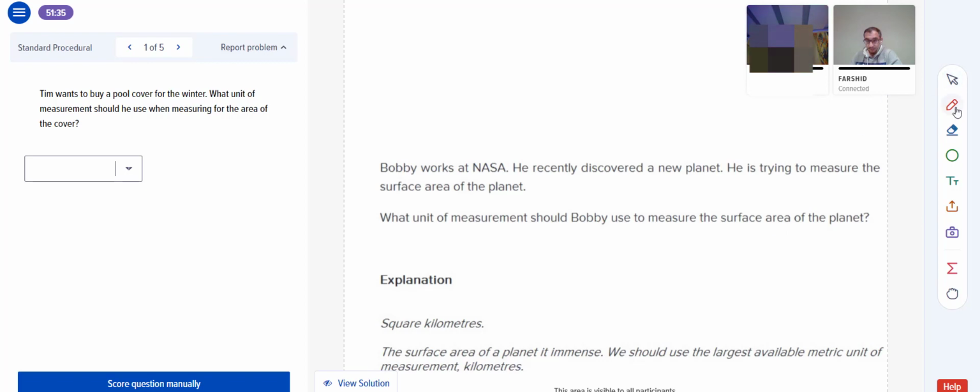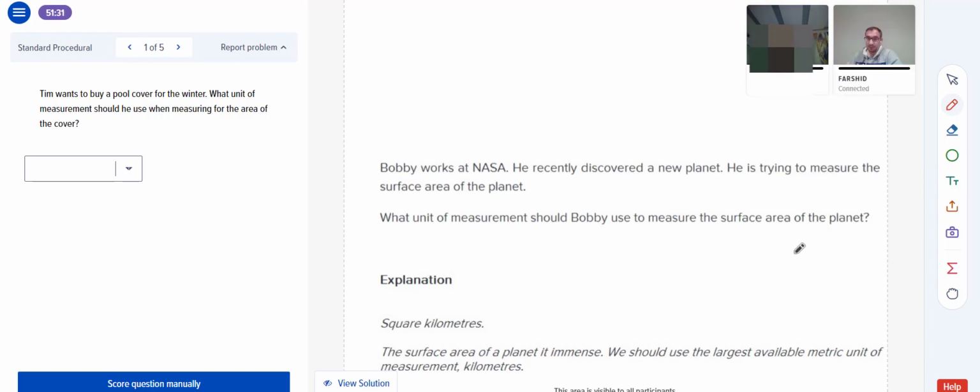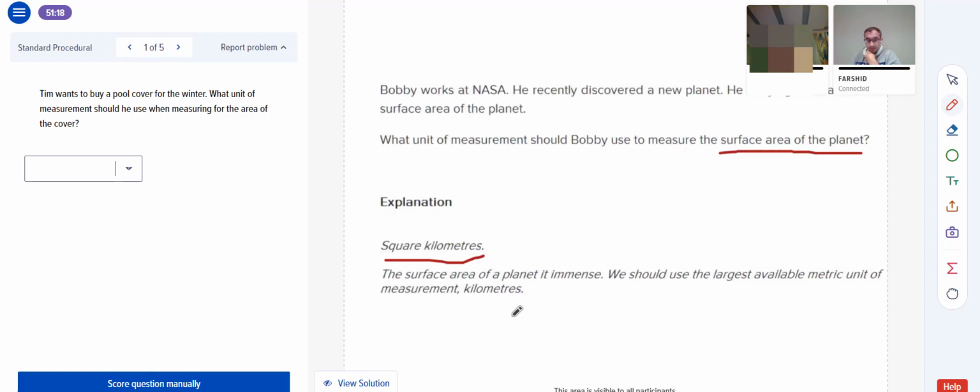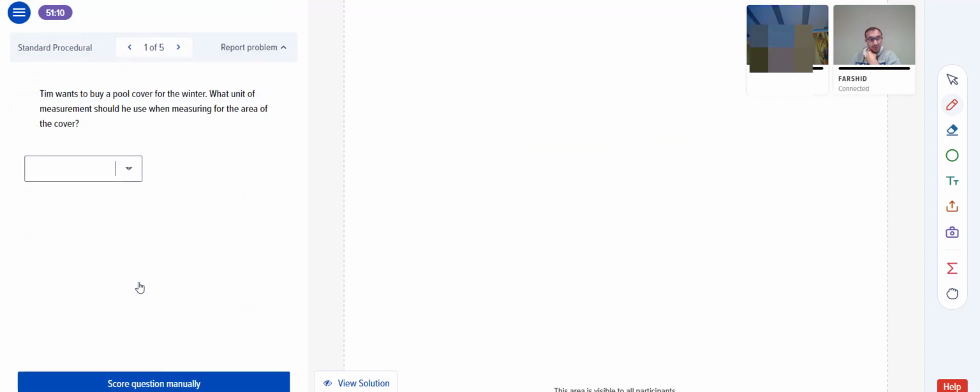Well, everything which is related, hang on, we finish this and then there are some exercises for you. So for the surface area of the planet, we use square kilometer. And kilometer is a good option because meter is not a good option. And we have some questions in here.